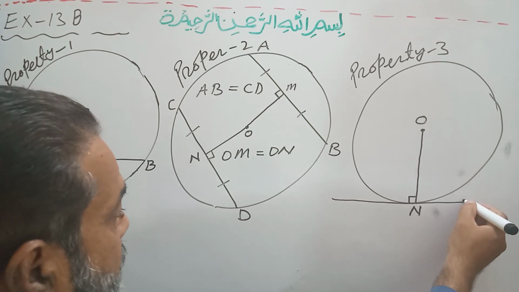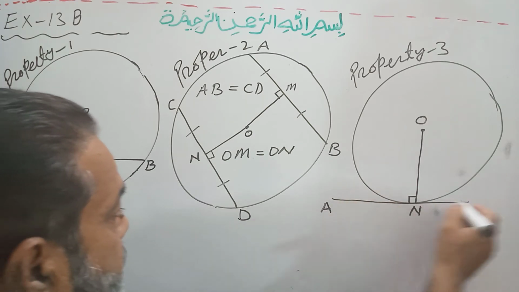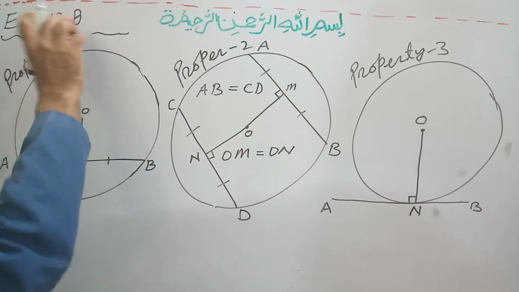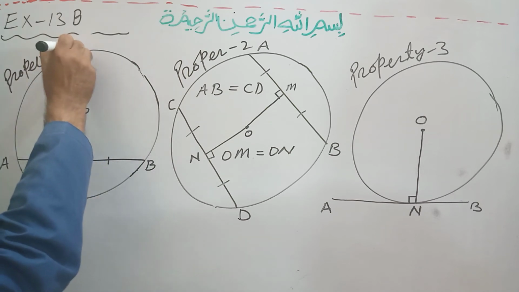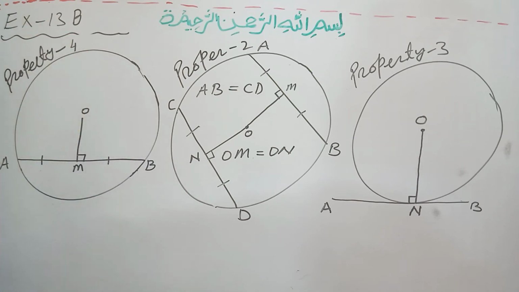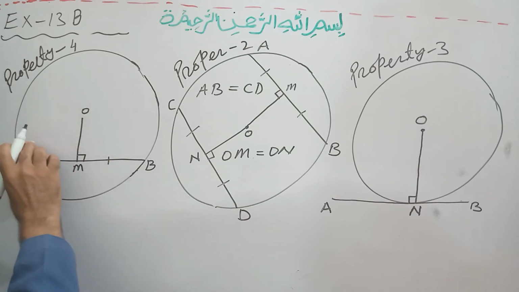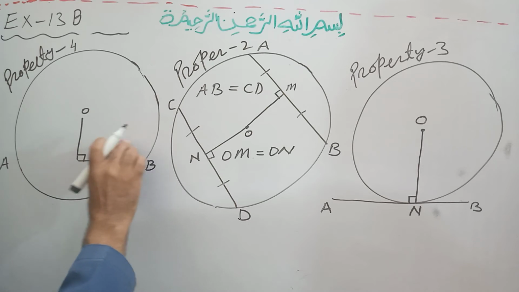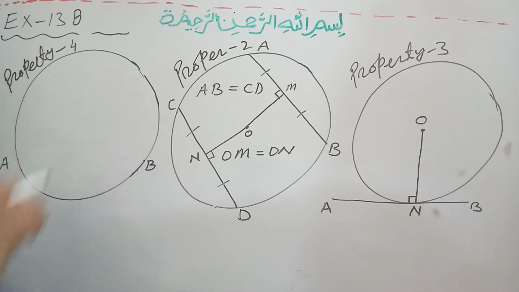If this tangent is AB, tangent AB is perpendicular to the radius of the circle. Now the fourth property. These are the three properties. Now the fourth property: tangents from an external point are equal in length.